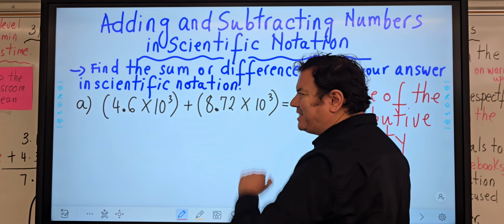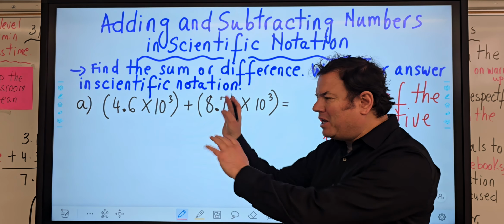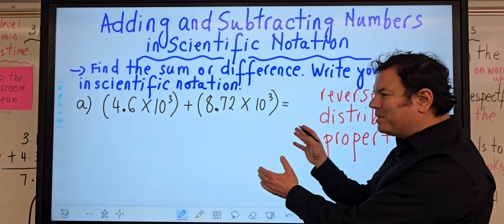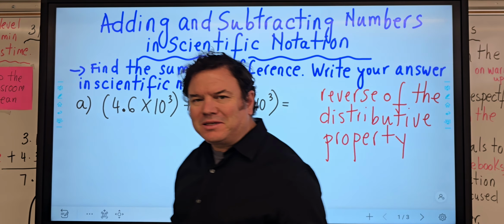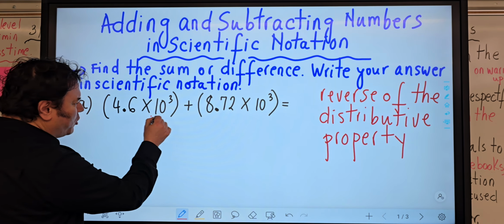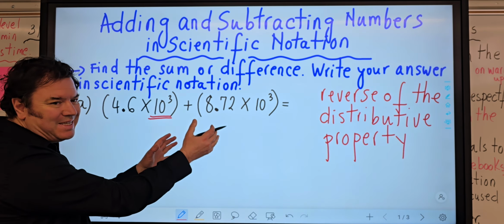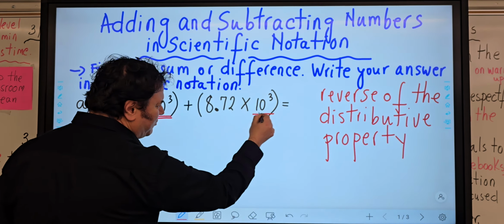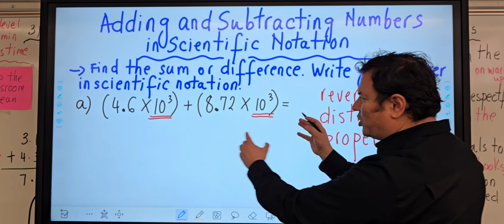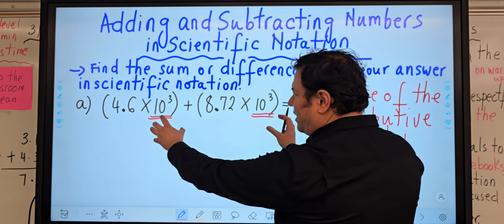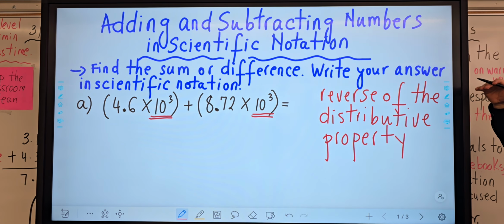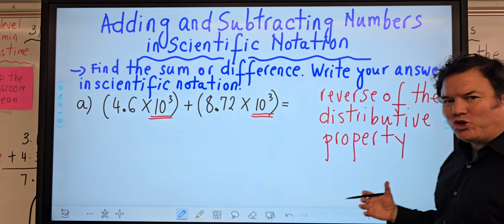Here we have 4.6 times 10 to the power of 3 in a parenthesis plus 8.72 times 10 to the power of 3 in another parenthesis. How can we add these numbers? If we look at this example, we notice that both parentheses contain 10 to the power of 3, which means that 10 to the power of 3 is a factor. So we can factor 10 to the power of 3 from both of these parentheses by using the reverse of the distributive property. Let me show you what it means.